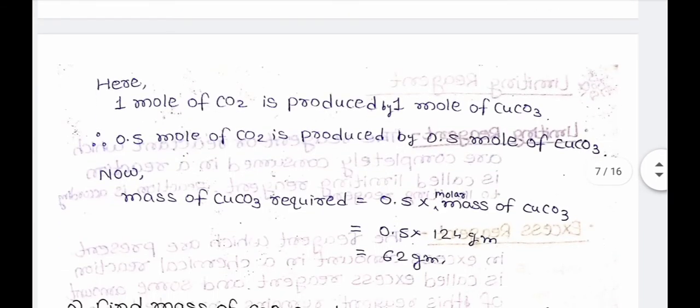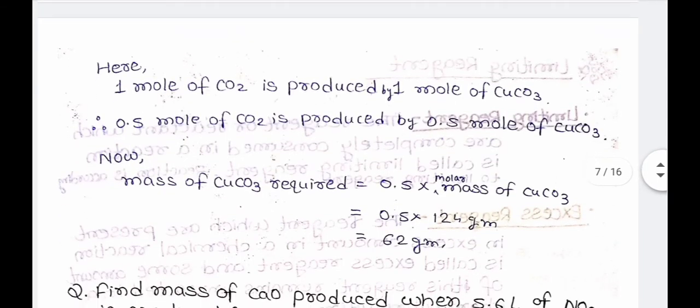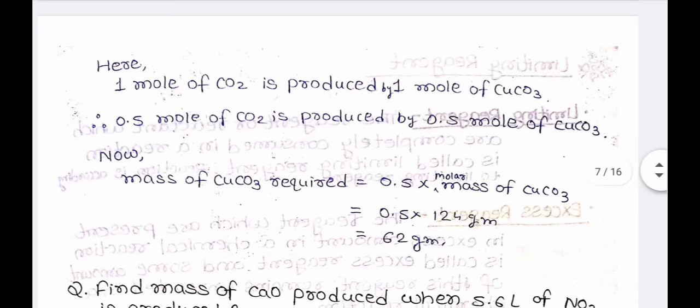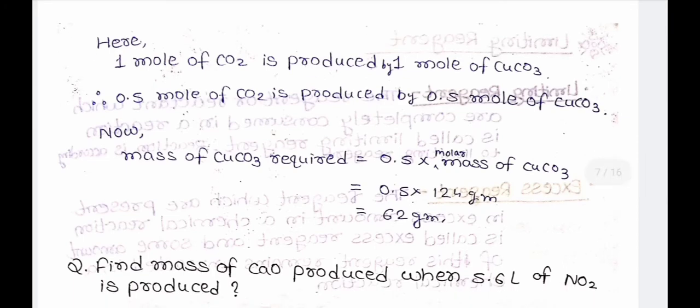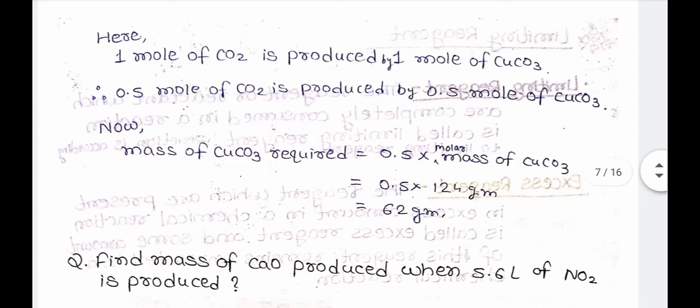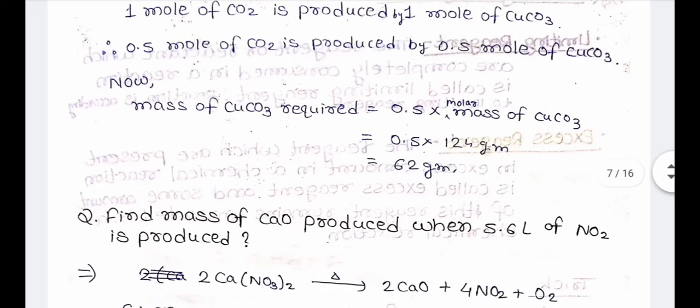Here 1 mole of CO2 is produced by 1 mole of CuCO3. Therefore 0.5 mole of CO2 is produced by 0.5 mole of CuCO3. Now the mass of CuCO3 required is equal to 0.5 into molar mass of CuCO3, which is 0.5 into 124 gram, equal to 62 gram.